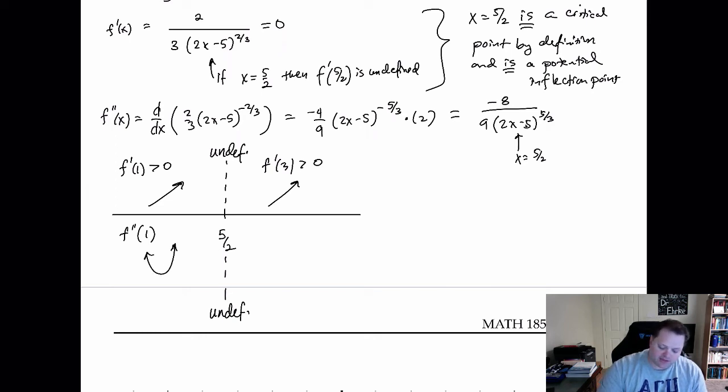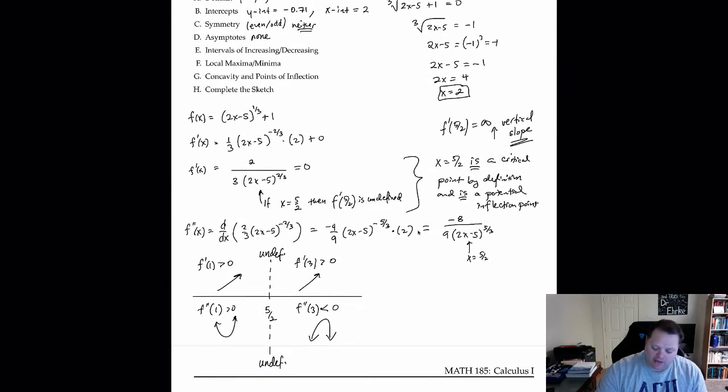But you can see how this is going to be important because over here at 3, if I test at 3, plug 3 in, you get 6 minus 5, so you get positive 1 in the denominator. So your denominator is positive. A negative divided by a positive would be negative. And so this is concave down. So this thing does act like an inflection point. We have concave up to the left. We have concave down to the right.